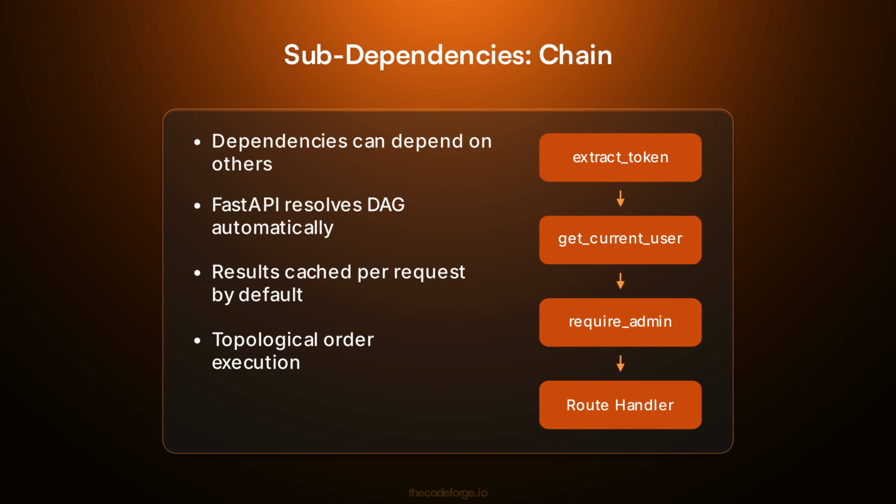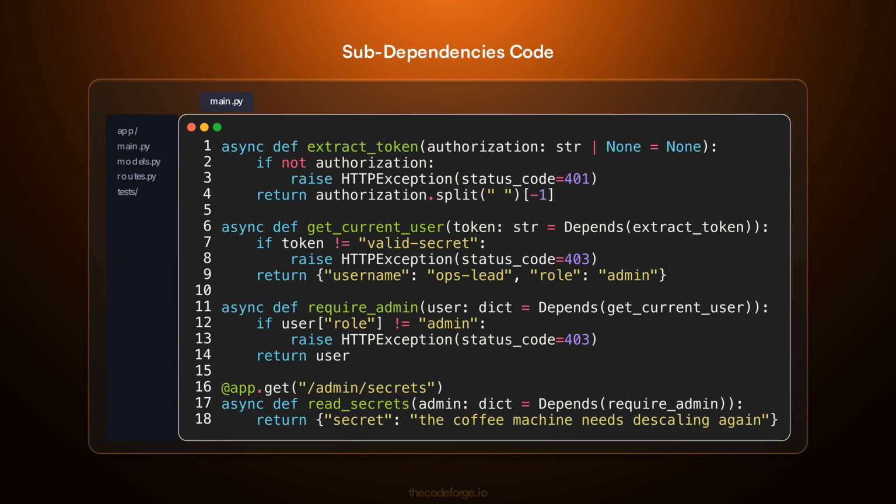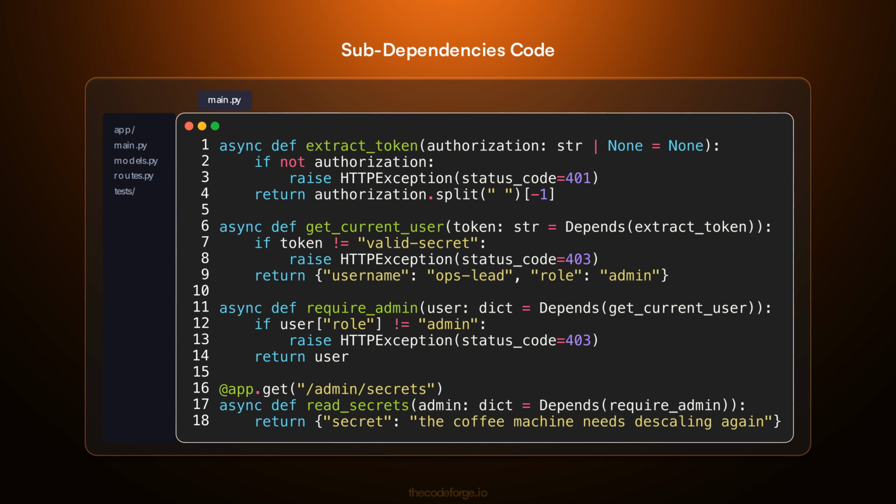Sub-dependencies let you build a chain of logic. For example, token extraction depends on the header, user lookup depends on the token, and admin check depends on the user. FastAPI resolves them in order and caches results. Here's a 3-level sub-dependency chain. extract_token gets the token, get_current_user validates it and returns a user, and require_admin checks the role. The endpoint only declares require_admin, and FastAPI resolves the rest.